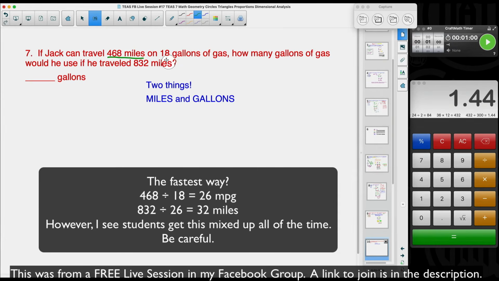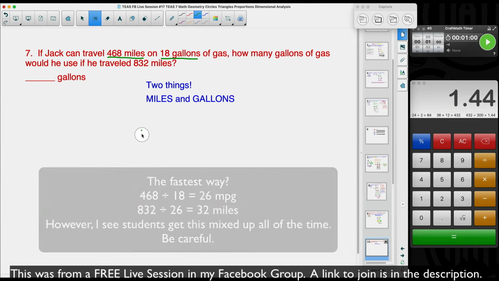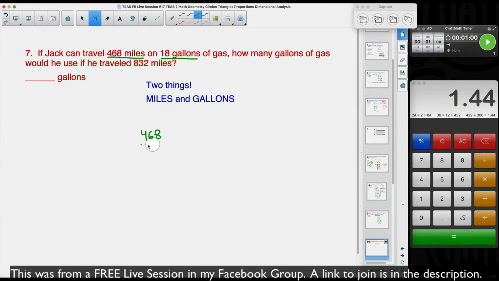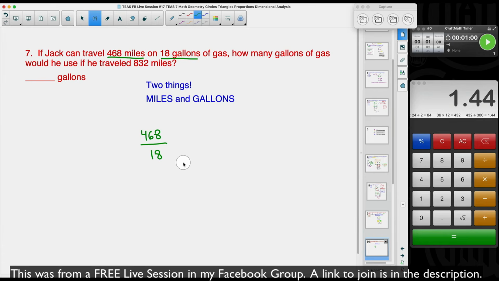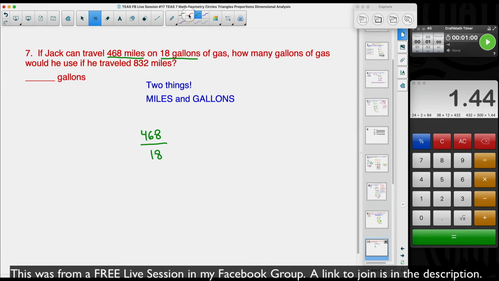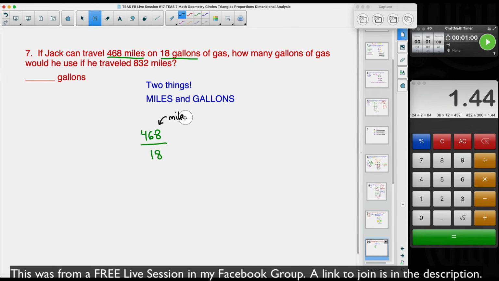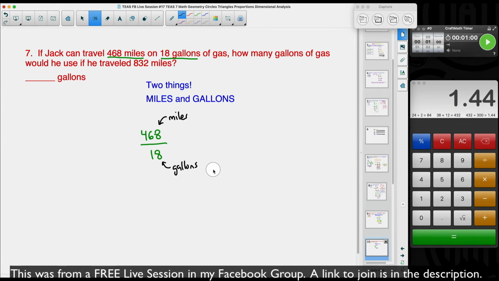Jack can travel 468 miles on those 18 gallons of gas. I'm going to do a fraction, 468 over 18. I'm doing it pretty much the same way I did it a while ago. Let's just remind ourselves, what does the 468 represent? That is our miles, 18 is our gallons. And I'm only writing those there for reminders. Of course, the more you practice this, you won't need to do that.